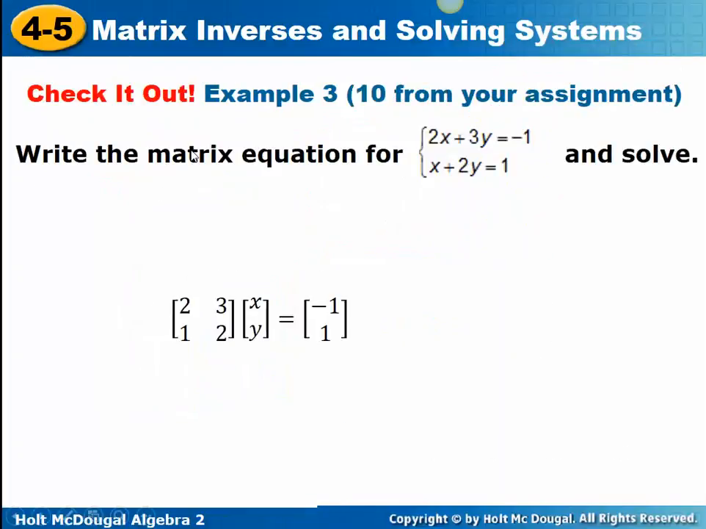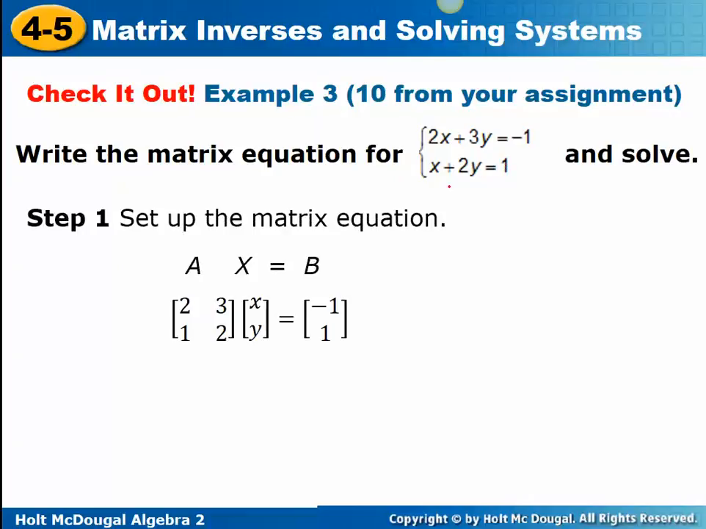All right, this is another example. This one is from your assignment. So you might want to open up your assignment if you don't already have it open. And this is number 10. So we are going to write the matrix equation for this system: 2x plus 3y equals negative 1 and x plus 2y equals 1.